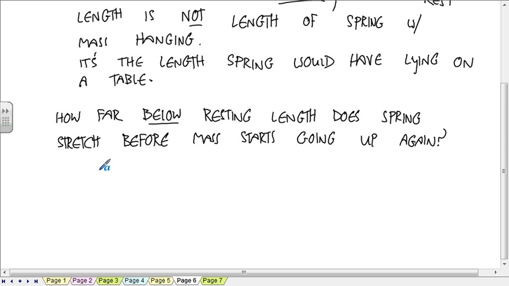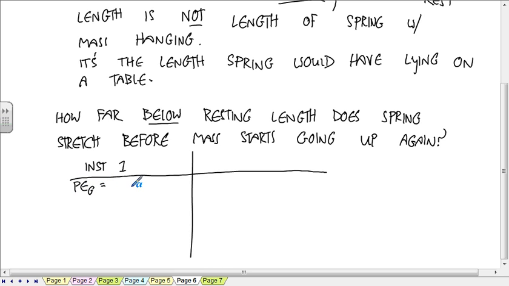Okay, so at instant one, we can still use all the information we had last time. So gravitational potential energy is 7.84. The spring potential energy is 0.32. Kinetic energy is 0.